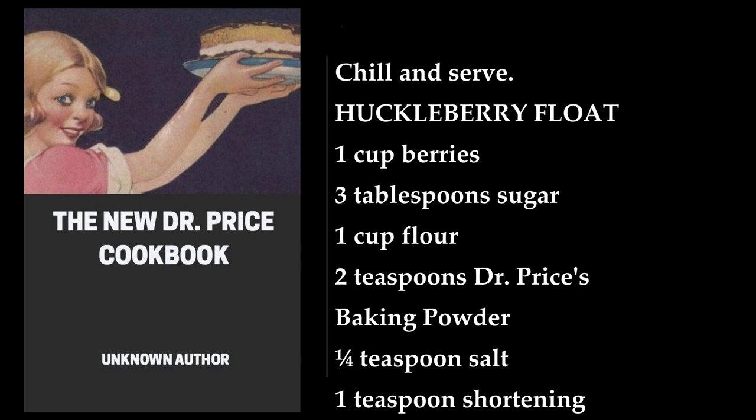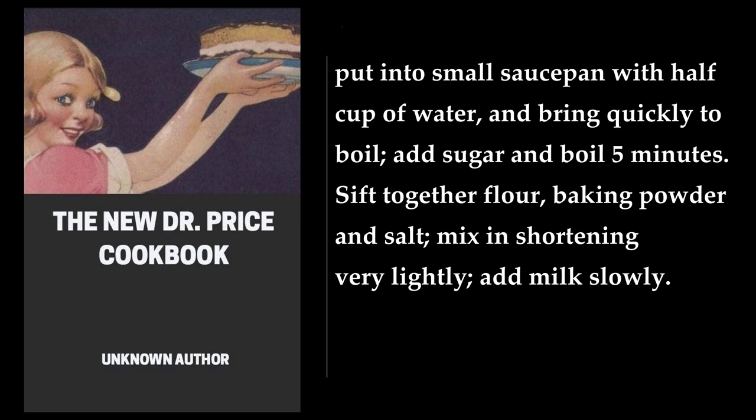Huckleberry Float. 1 cup berries. 3 tablespoons sugar. 1 cup flour. 2 teaspoons dry Price's baking powder. 1/4 teaspoon salt. 1 teaspoon shortening. 1/2 cup milk. Pick over and wash berries. Put into small saucepan with 1/2 cup of water, and bring quickly to boil, add sugar and boil 5 minutes.